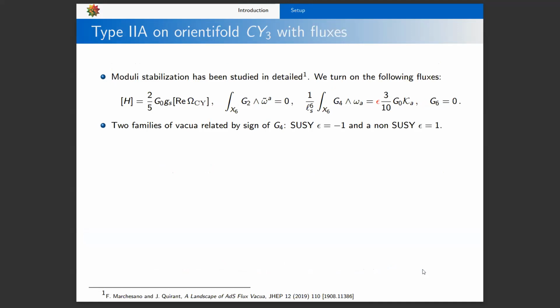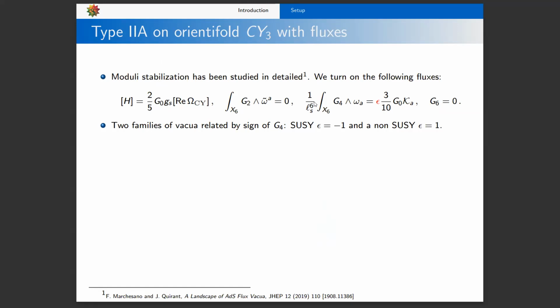So let's start with our setup. We will work in type IIA, in AdS4 times a Calabi-Yau orientifold. The kind of vacua that are allowed in these systems was already studied by Joan Quirant and Fernando Marchesano in 2019.